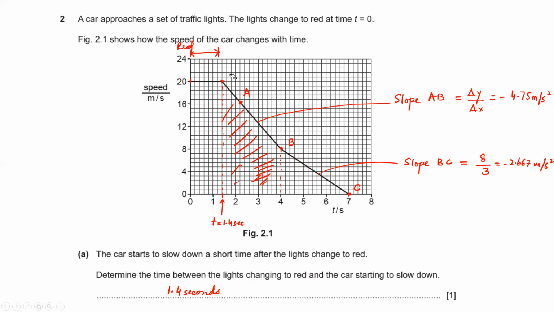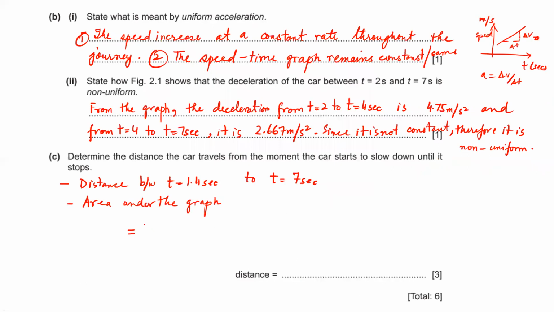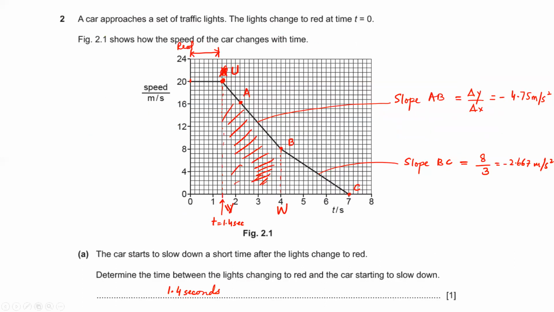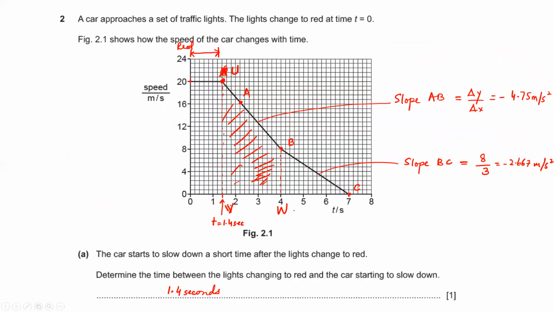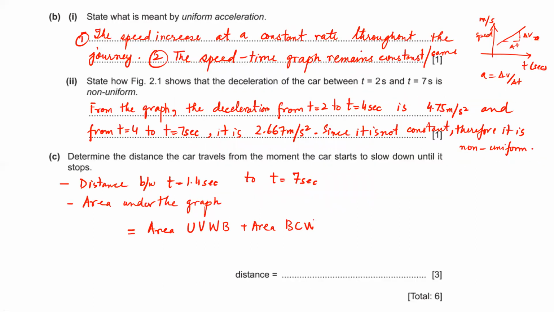So if I call this point X, this is not X. X can cause confusion. So I call it U, V, W, and we have C and B. Okay, so the area U V W B plus the area B, C, and this W. So you just have to find out the areas.